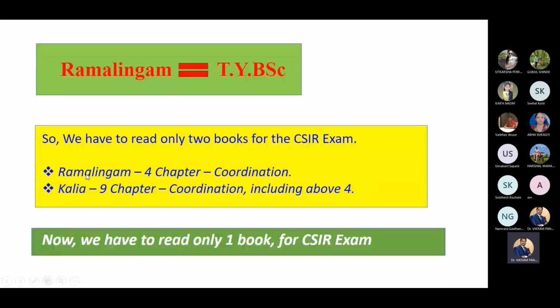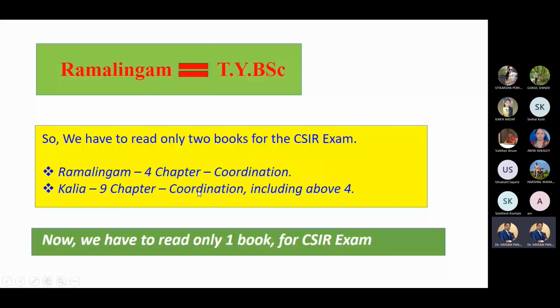Now, in Ramlingam, there are 4 chapters of coordination chemistry, and in Kalia, there are about 9 chapters of coordination chemistry. Those 4 chapters which are present in Ramlingam are included here in the Kalia book. So ultimately, you will find that you have to read only one book to qualify the CSIR exam, at least for JRF, if you are from the open category.